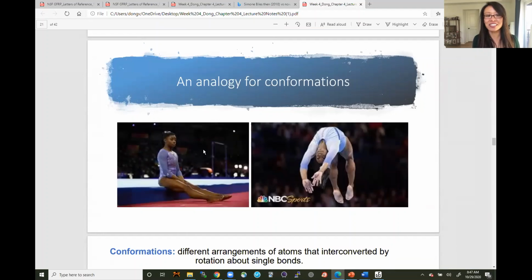Word. I don't think you use it in daily life. But on the left here, you have Simone in a low energy conformation. It's still her. She's not a different person. And then on the right here, you've got Simone in a very high energy conformation.